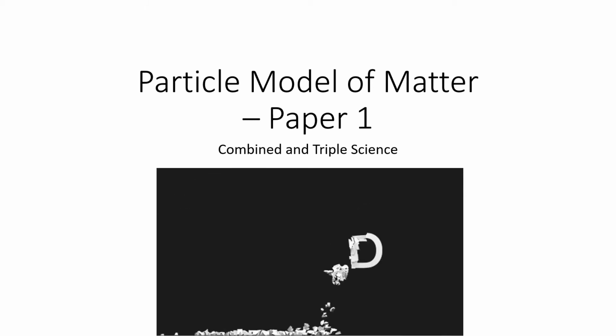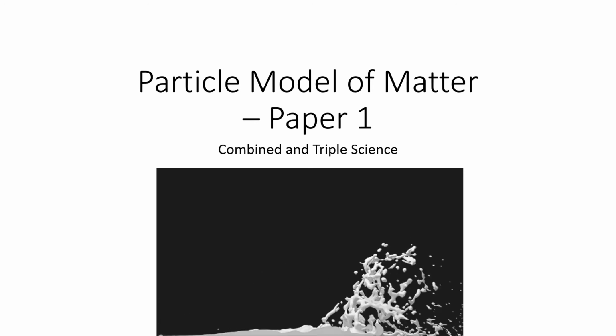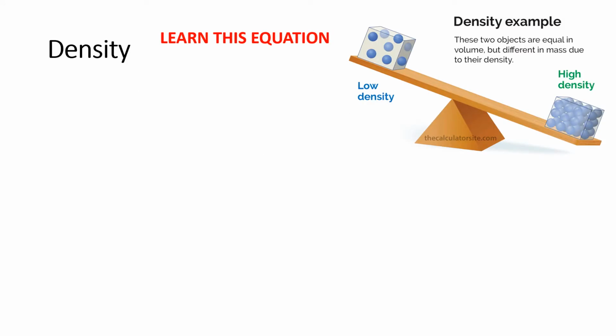This session is about the particle model of matter, which is in paper 1 and is in both combined and triple science. First of all, density. If you look at the diagram on the top right, the two objects are the same volume, but the object on the left has less particles in that volume compared to the object on the right. This means it's a lower density.